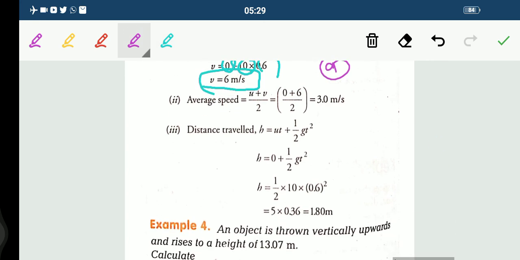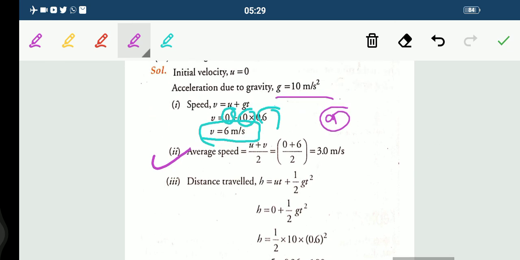Similarly students, second, what they are asking, you need to find out the average speed. So what is the average speed? Initial velocity plus final velocity divided by 2. So this is what we have got here. Our initial velocity is 0, final we have got 6, and divided by 2 we got 3 meter per second.